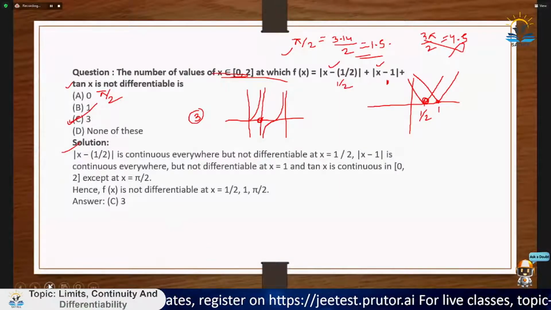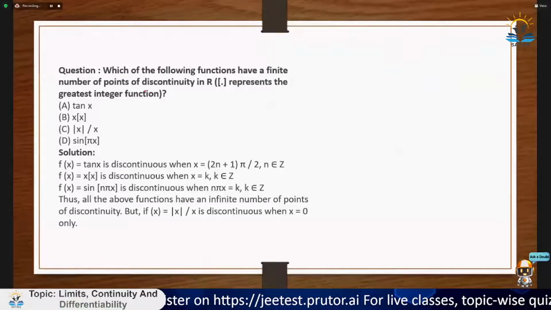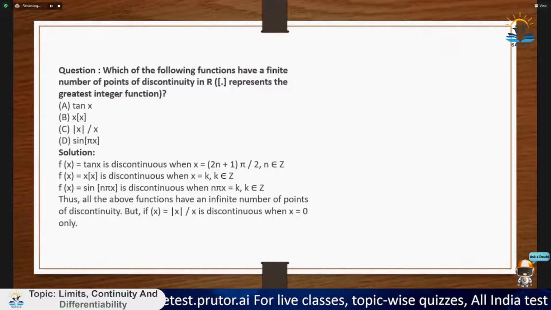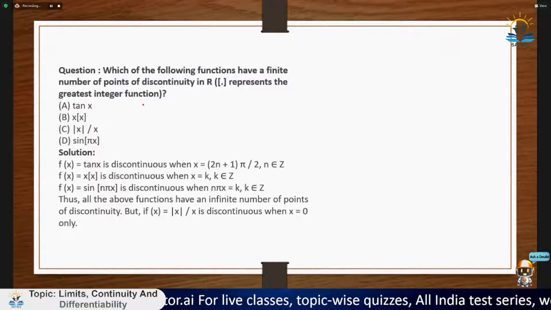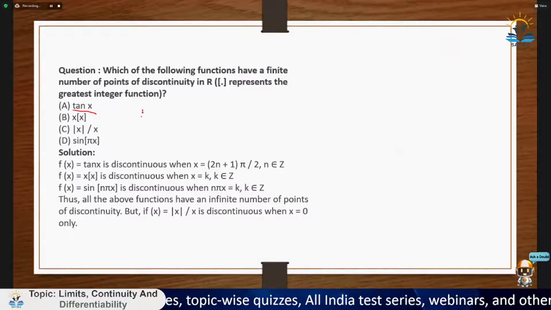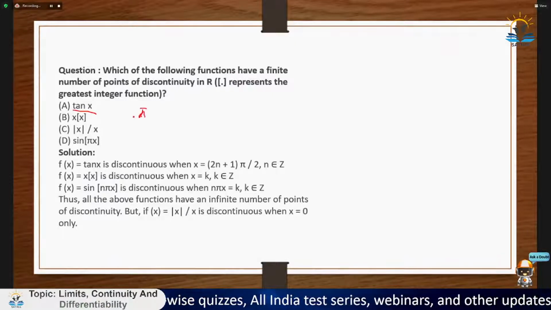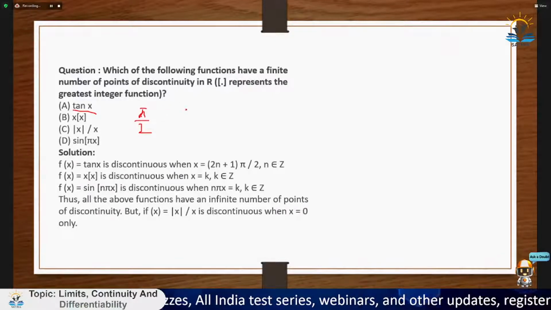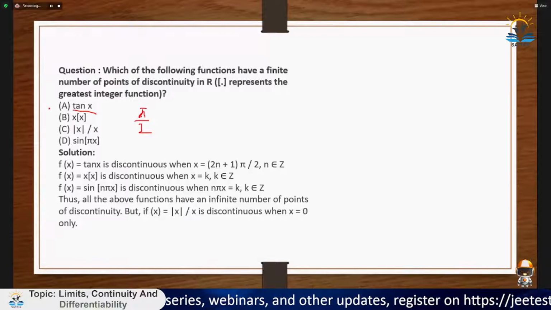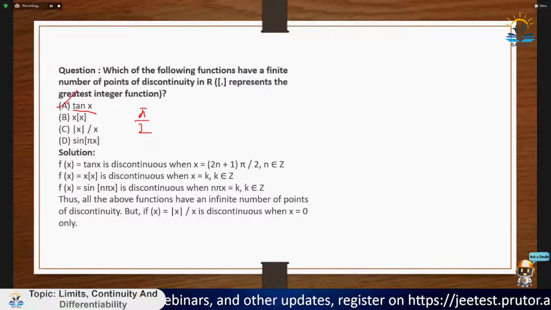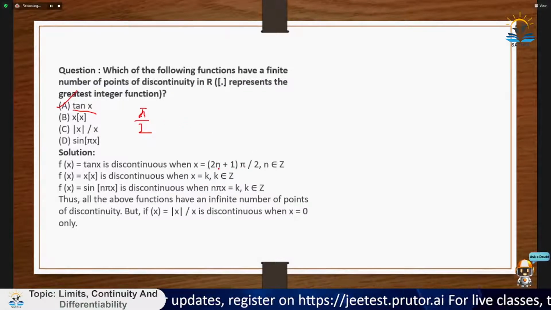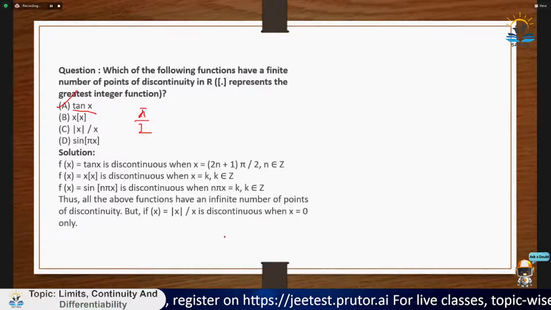Okay. So moving ahead, which of the following functions have a finite number of points of discontinuity? अब मेरे को यहाँ पे बताना है कि इसमें से कितने functions के पास finite number of points of discontinuity हैं. Okay, so tan x का तो मैंने आपको अभी बताया, tan x is discontinuous at all odd multiples of pi by 2. Like whenever my x is equal to pi by 2, 3 pi by 2, 5 pi by 2, my function is discontinuous. And odd multiples I write in the form of 2n plus 1, where n belongs to the integers. Okay.